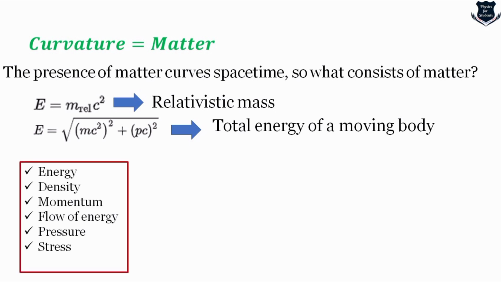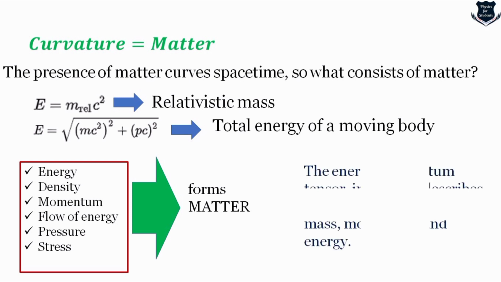So if we consider what consists of matter, we take energy density, momentum density, flow of energy, pressure, and stress. So these six factors comprise matter. Now just note that these are not the classical definitions of energy density. With the advent of the special theory of relativity in 1905 by Dr. Einstein, things have changed. We have redefined all those contents into different terms. I will just show you in a glimpse what those are.